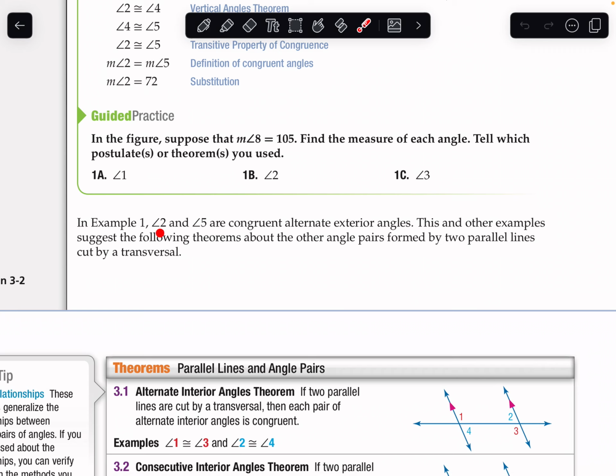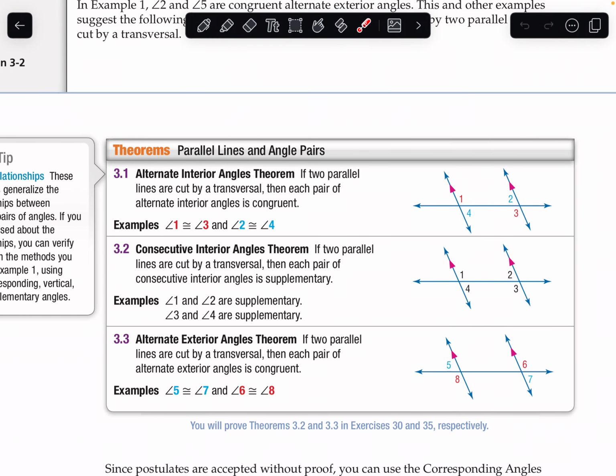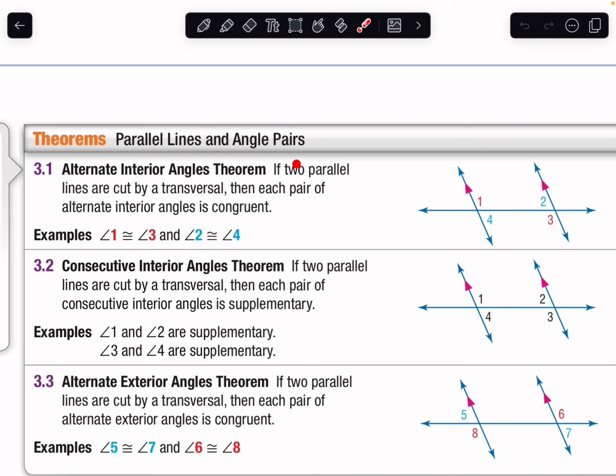Now, in example 1, angles 2 and 5 are congruent alternate exterior angles. This and other examples suggest the following theorems about other angle pairs formed by two parallel lines cut by a transversal. We have three theorems here for three of our other angle pairs from transversals. First of all, alternate interior angles. If two parallel lines are cut by a transversal, then each pair of alternate interior angles is congruent. I'm going to highlight this here in blue. The alternate interior angles are congruent.